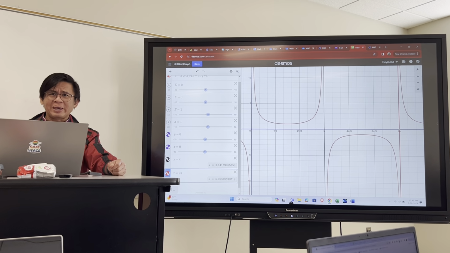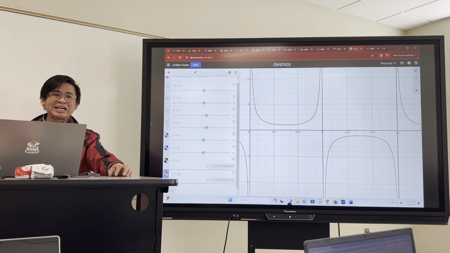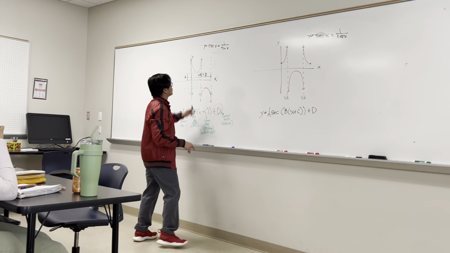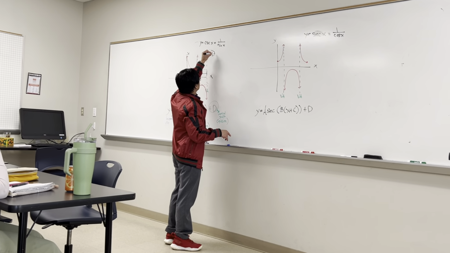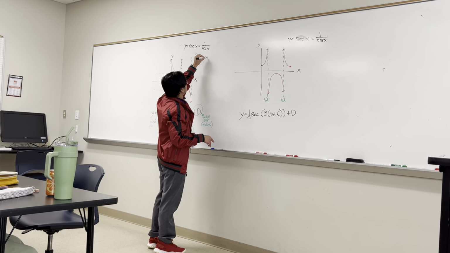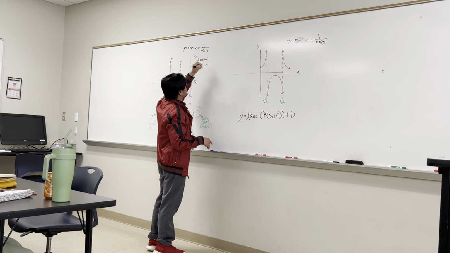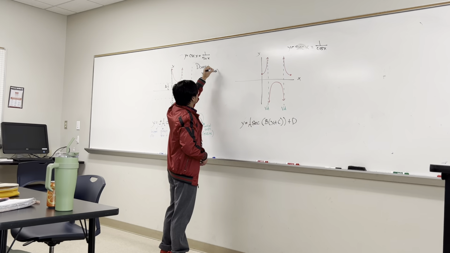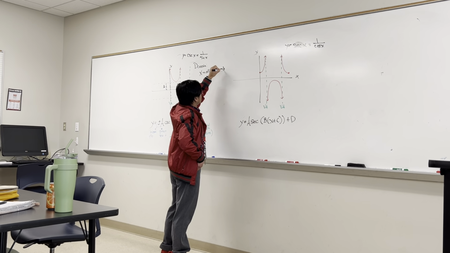Now, one last thing in here. What do you think is the domain and range for cosecant? For a typical cosecant function, we can say that the domain will be what? X will be all real numbers, except what?